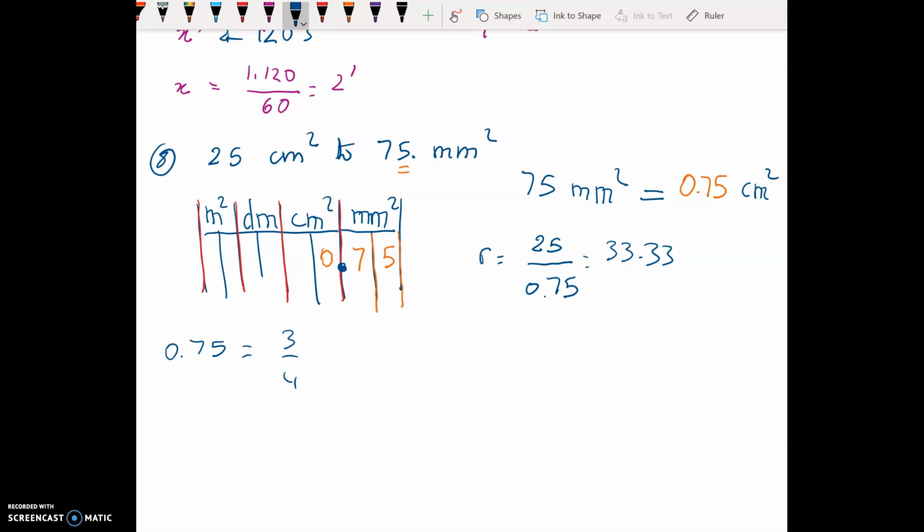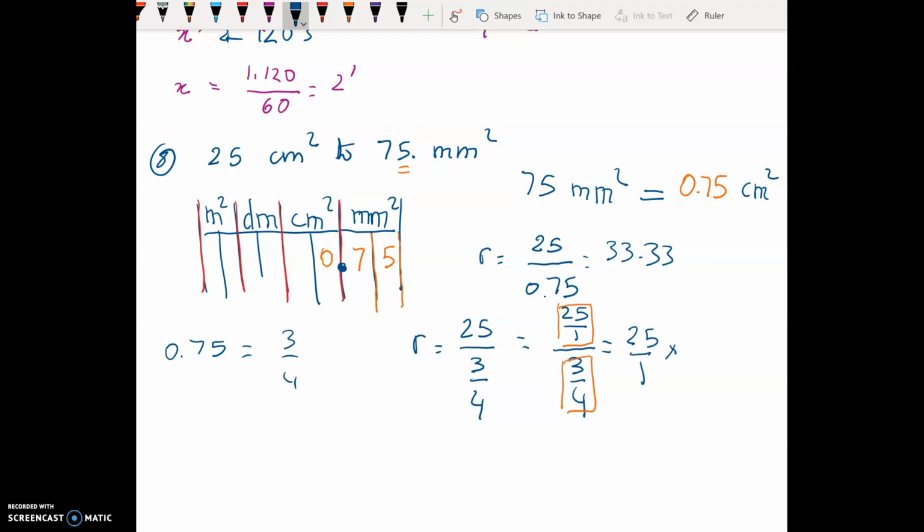Okay? So therefore, my ratio is equal to 25 divided by 3/4. What do I have right here? It's the equivalent of a fraction 25/1, which is equal to 25, divided by another fraction, 3/4. When you have the division of two fractions, a fraction in your numerator and a fraction in your denominator, you will rewrite your fraction in your numerator over 1.